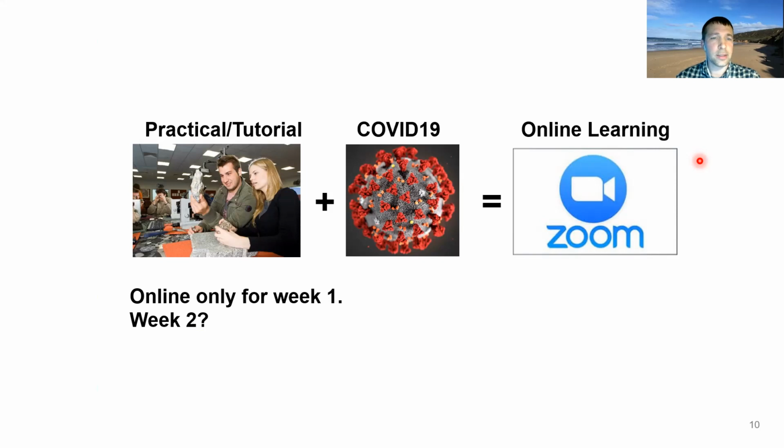The current plan is that we will be back on campus in week 2. We'll see how that goes. That's the current plan. We'll keep you updated as soon as we hear things.